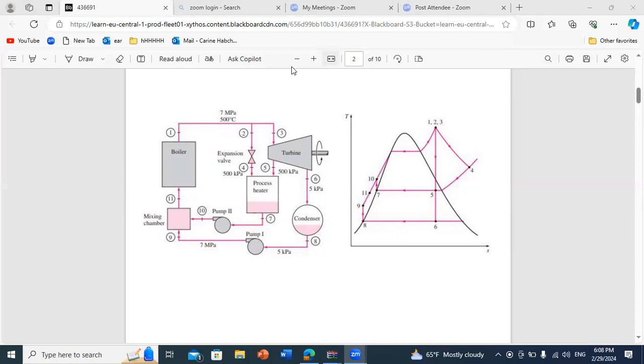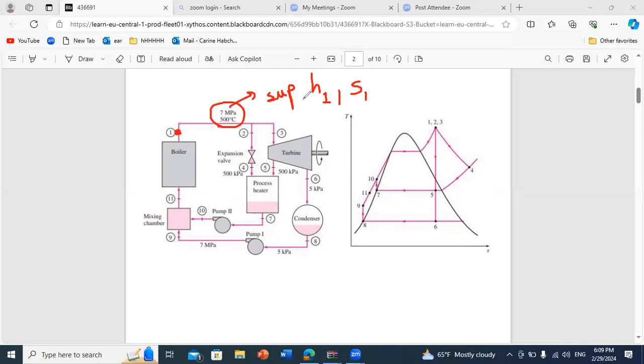So first, point one is the exit of the boiler and the inlet of the turbine. And the properties of this point are given. We know that the pressure is 7 megapascal and the temperature is 500 degrees. And if we go to the tables, of course, this will be a superheated state. So going to the table and searching for a pressure of 7 megapascal and a temperature of 500 degrees, we can find the enthalpy at point 1 and the entropy at point 1.